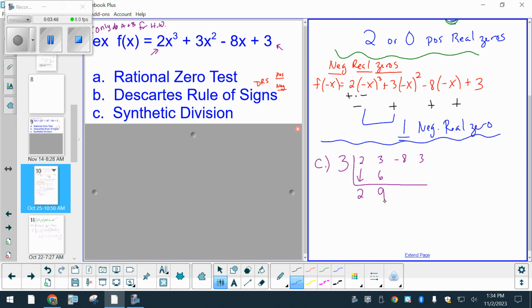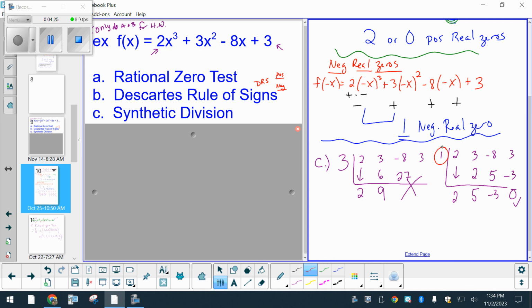As you start to do your synthetic division, you see that the numbers are getting really high, and there's no way I'm going to get a 0 at the end. So now you're like, shoot, what do I try? So I'm going to try the whole number 1. And you start to see, oh, I'm going to get that 0. So that proves that x equals 1 is actually one of our zeros.